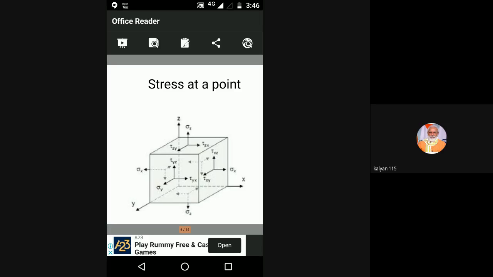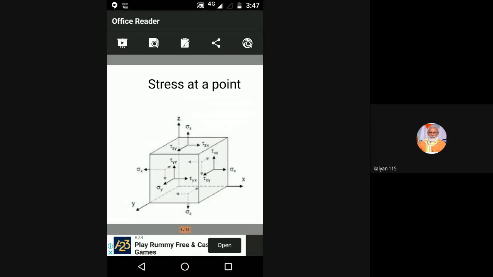Please remember the normal stress is always represented by sigma. That's why sigma xx, sigma yy and sigma zz. In the figure only one subscript is there, but actually in sigma xx, the first subscript represents the x plane, the second subscript represents the x direction. That means the normal stress on the x plane in the x direction.